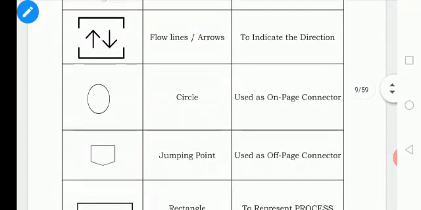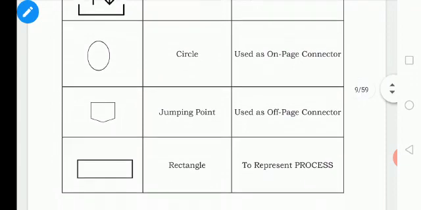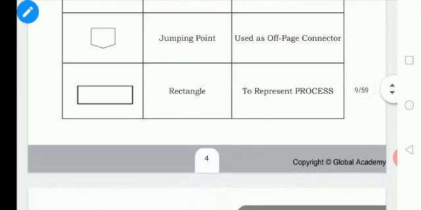Then this circle is used as an on page connector. Within a page, if we want to stop and start the flowchart, we can use this. This jumping point is used as an off page connector. If a page completes, then we move on to the next page, and you have to use this symbol. Then rectangle to represent the process.